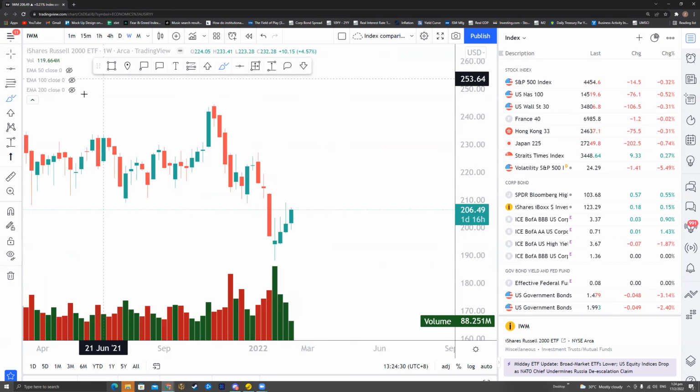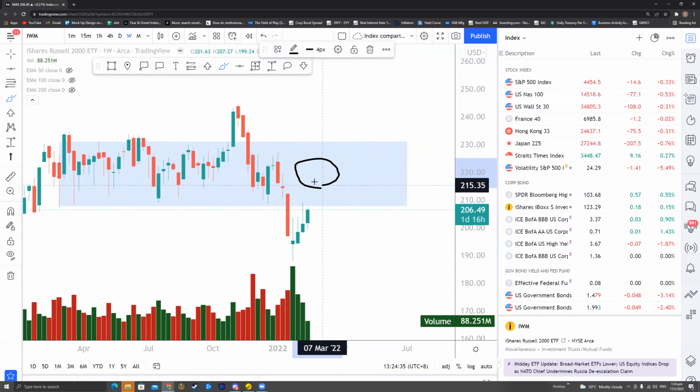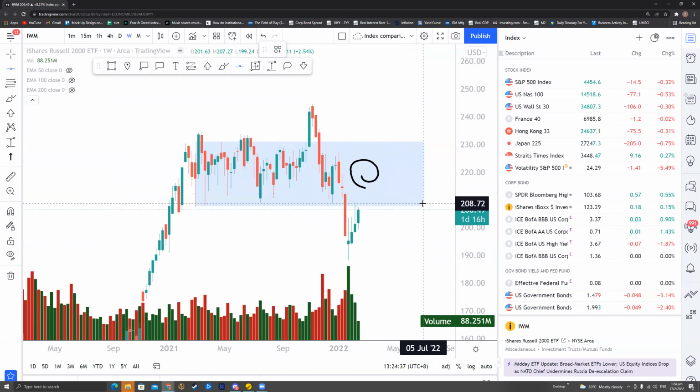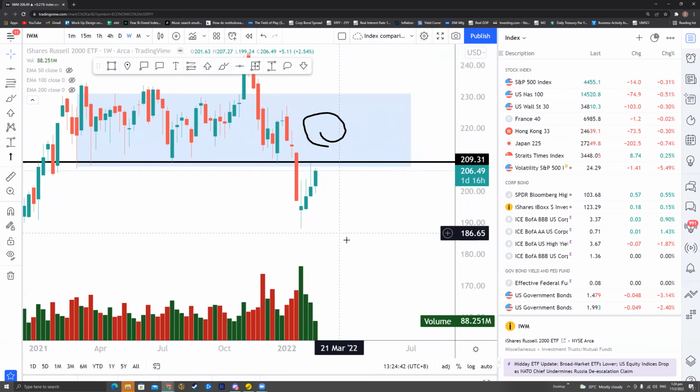Okay, so now we have established a few things already. Probably there are no more buyers here. There are no more buyers within this level. That is why we see a big candle that's breaking down.